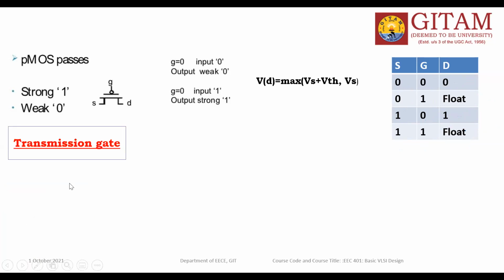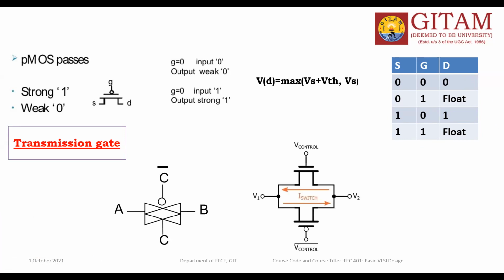Now the third type is the transmission gate. This is the transmission gate symbol, like this, as I told you. For each case, one transistor is on. Suppose for 0, this is on, this is off. For 1, this is off, this is on. So the signal flow through the switch is also bidirectional.